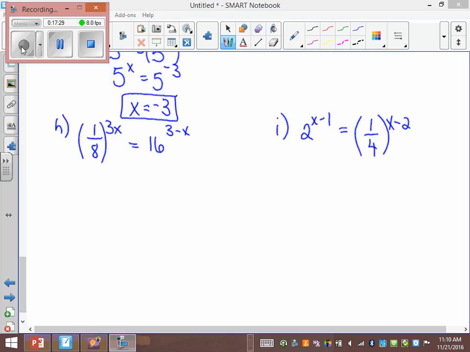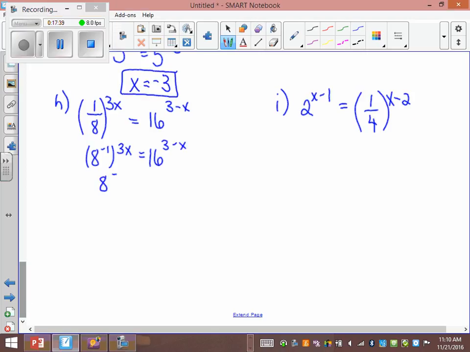So this I'm going to make be 8 to the negative 1. The 3x equals 16 to the 3 minus x. So then this is 8 to the negative 3x equals 16 to the 3 minus x. So now we're exactly where we were before, right? No difference. We just got rid of the fraction. Then I can make this be 2 to the 3 to the negative 3x equals 2 to the 4 to the 3 minus x.